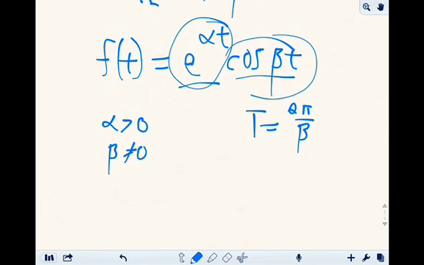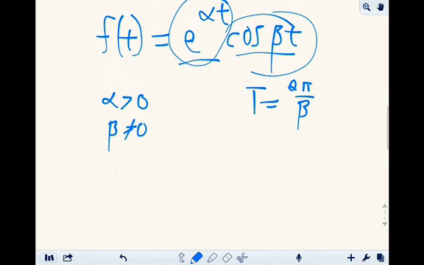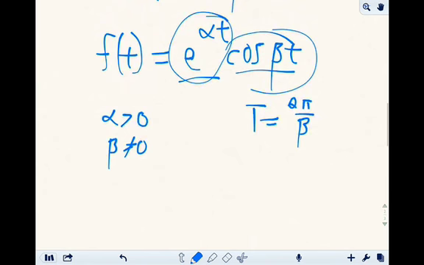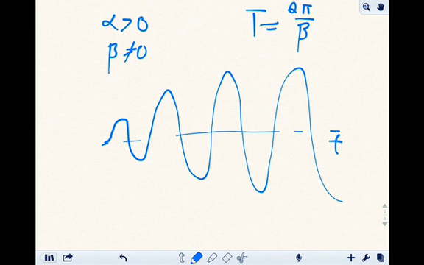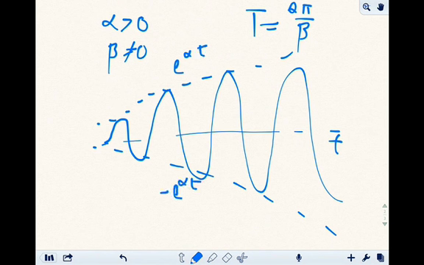If alpha is greater than 0, then that will grow with time. The larger alpha is, the faster it will grow. So you have a growing amplitude, and the solution will essentially look like this. So here's time, and the peaks here are bounded by exponential functions. So this function up here can be described as e to the alpha t, and this one could be negative e to the alpha t. And the harmonic lives inside this growing envelope.